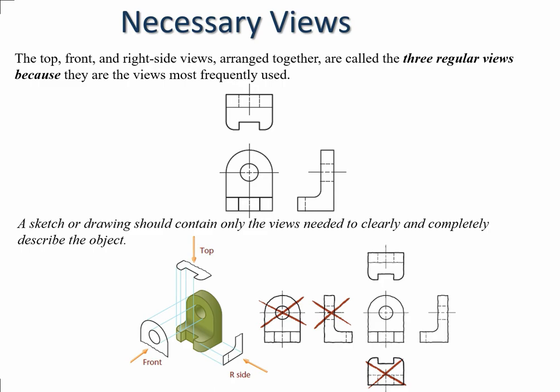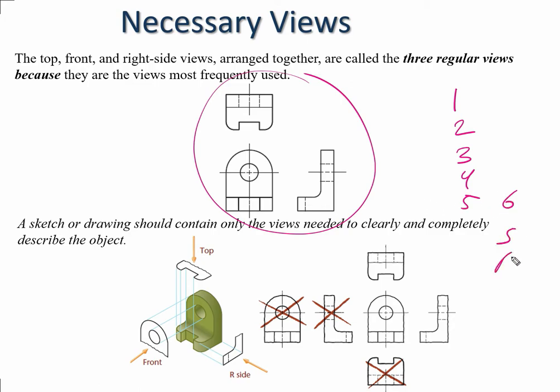Now, as we know, we have six multi-views. So how many multi-views are necessary? It depends on the shape complexity, okay? In general, in this course, we will use three multi-views. Three multi-views for a 3D object will be enough. But in general, it depends on how complex the part is. Sometimes one view is enough, sometimes two, sometimes three, sometimes four, five, sometimes six. Sometimes we need more also, like a section view, we can add a section view, we can add an auxiliary view, and so on.